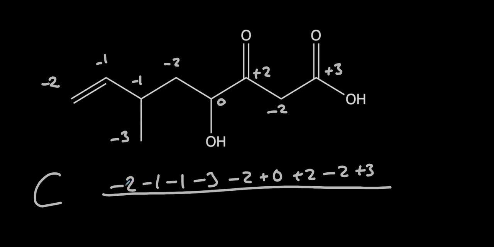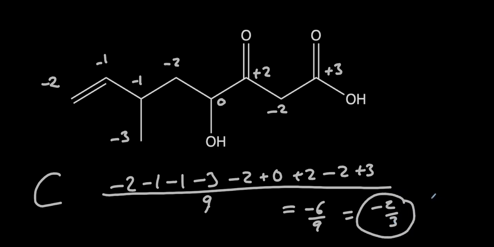Let's make sure we have the right number of carbons. 1, 2, 3, 4, 5, 6, 7, 8, 9. Good, we got all the numbers. So we're going to divide by 9. This is going to give us our average. So this is going to come up to be, looks like we've got 5, 6, 7, 9, 10, 11. So a -11. And then we've got a +5, so that's going to give us a -6. We're divided by 9, so we can say it's -2/3. So that is the overall oxidation number, -2/3.